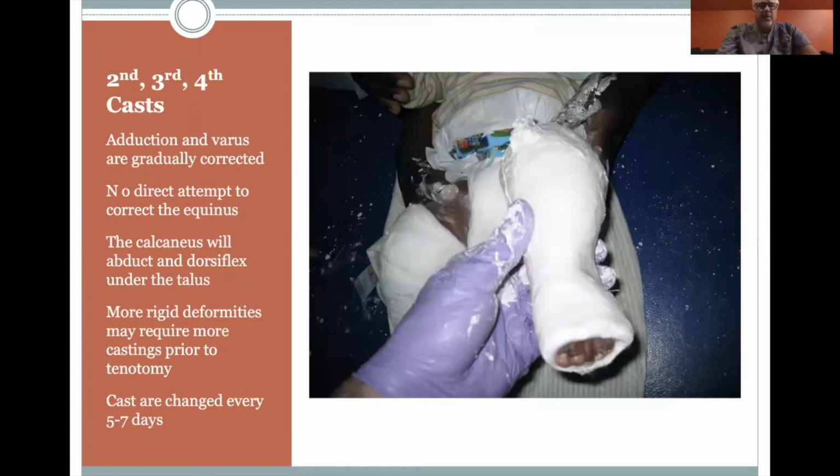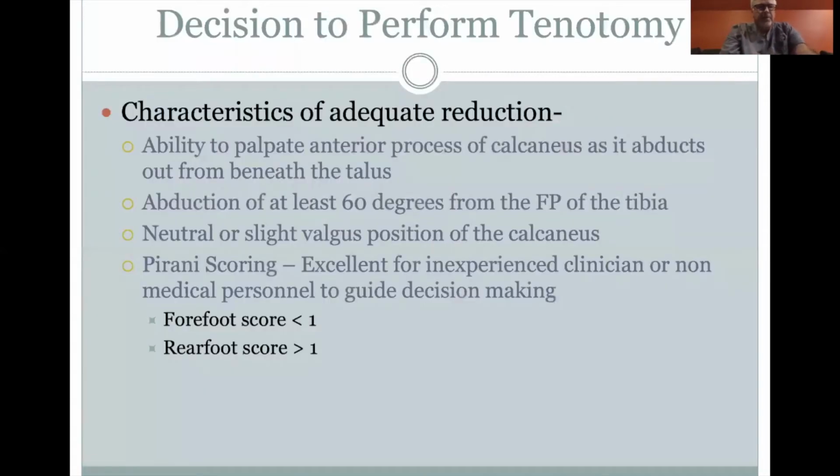The second, third, and fourth cast is going to consist of adduction and varus, which are gradually corrected. There's no direct attempt to correct the equinus deformity. The calcaneus will abduct and dorsiflex under the talus as you're moving the foot over. More rigid deformities may require more than four or five casts. You may have to go up to 7 or 8. And then you change the cast about every 5 to 7 days.